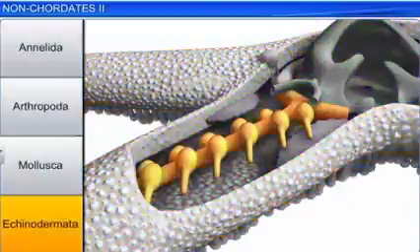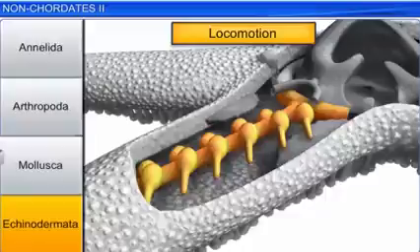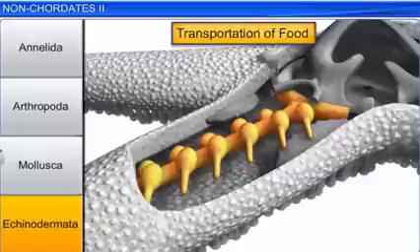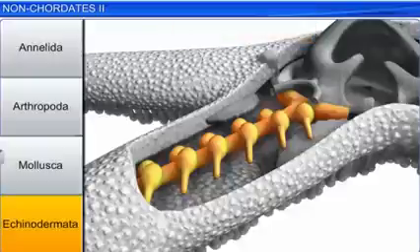The presence of a water vascular system is the most distinctive feature of echinoderms. This system helps in locomotion, capture of prey, transportation of food, and respiration. However, they have no excretory system.